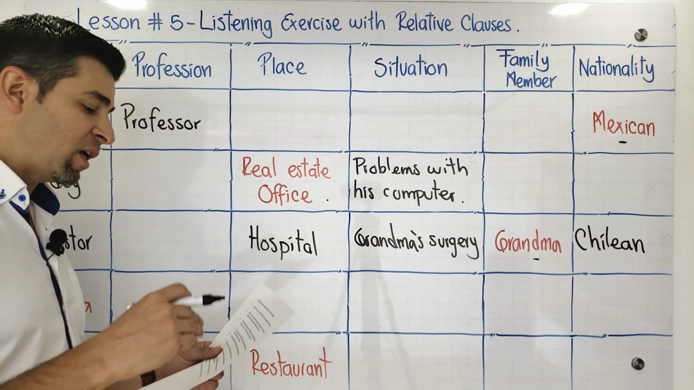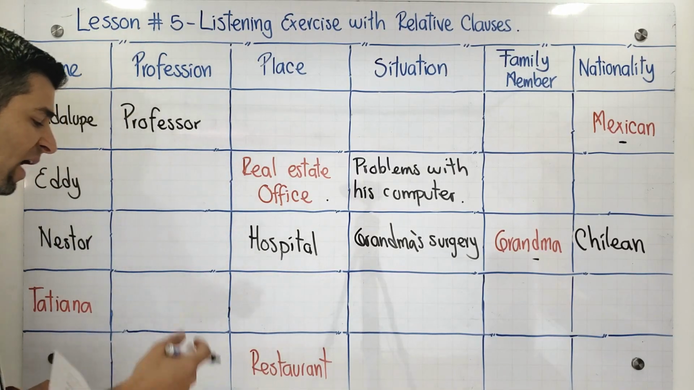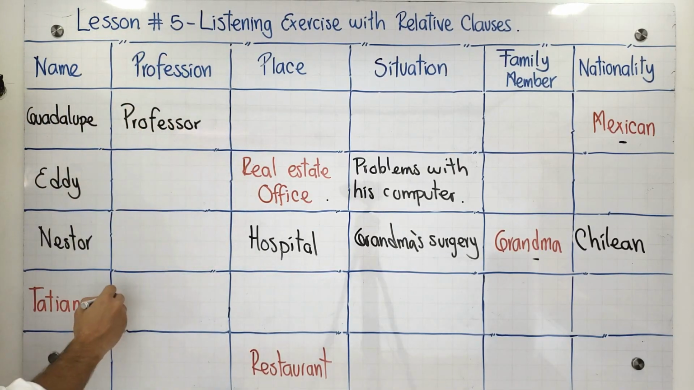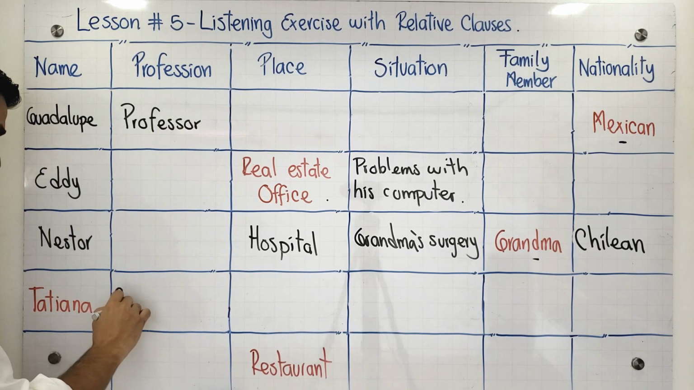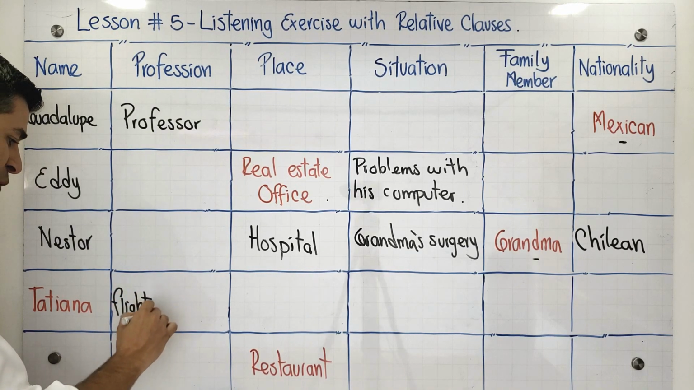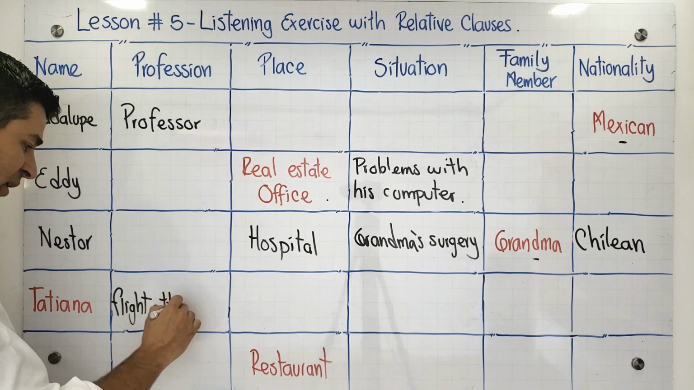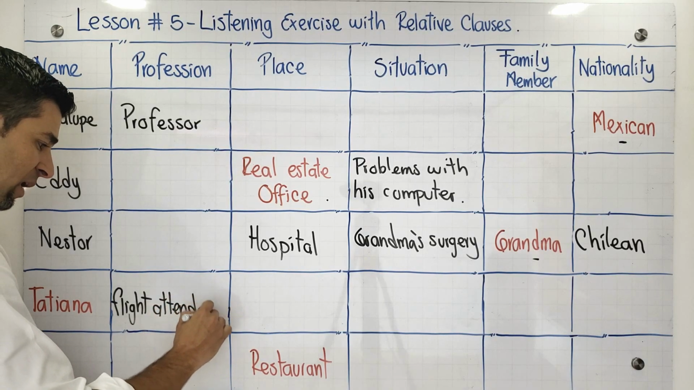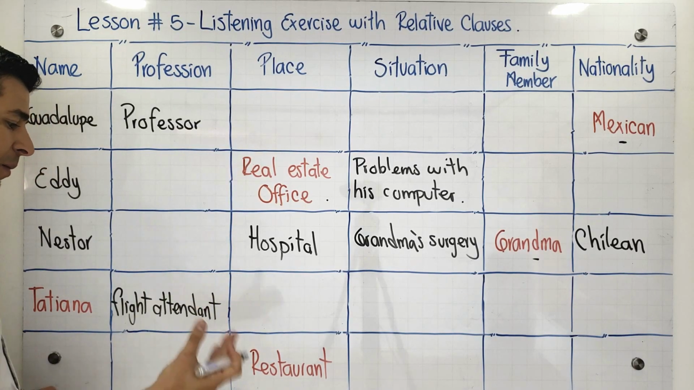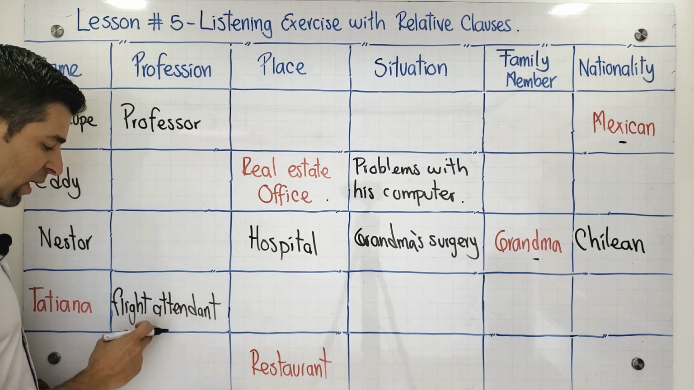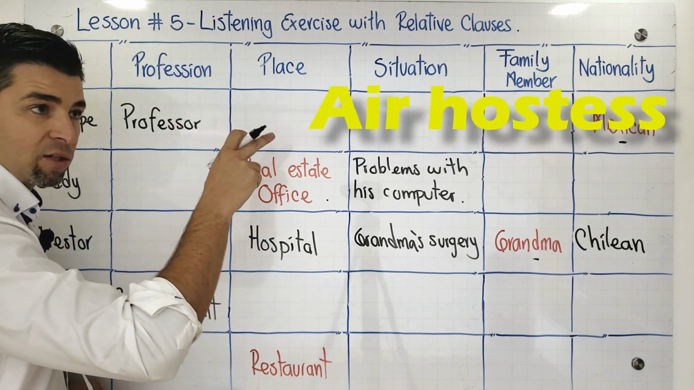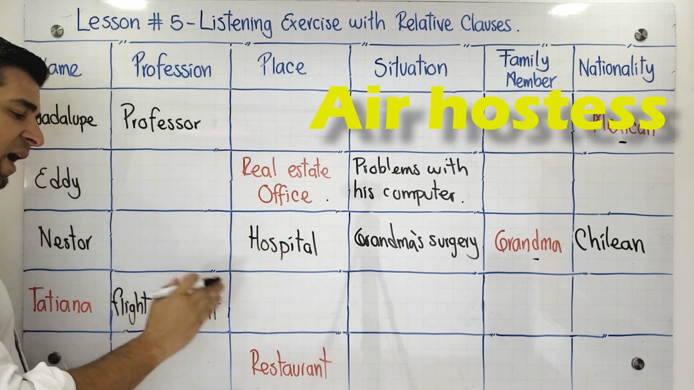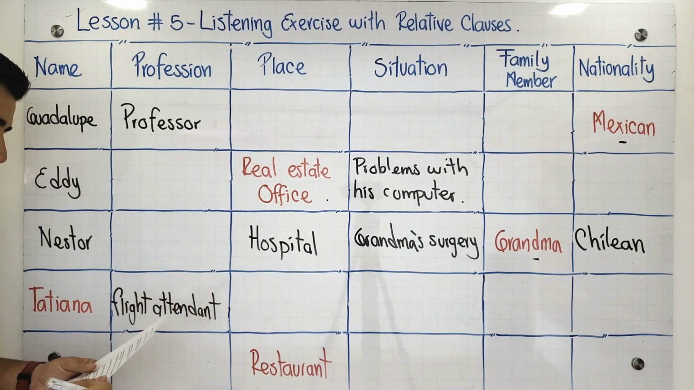Tatiana, whose profession is flight attendant. Guys, flight attendant is the profession, and we saw this profession in the first class of this course. Flight attendant. What does this mean? This means auxiliar de vuelo. Remember that we have the other option to flight attendant, which is air hostess. You can say air hostess or flight attendant. ¿Sí? Ahí tendríamos las otras opciones.